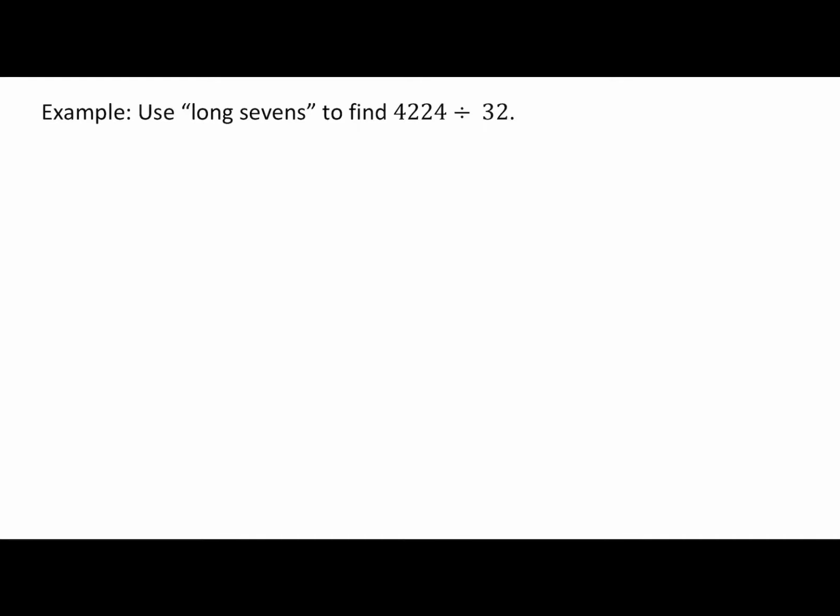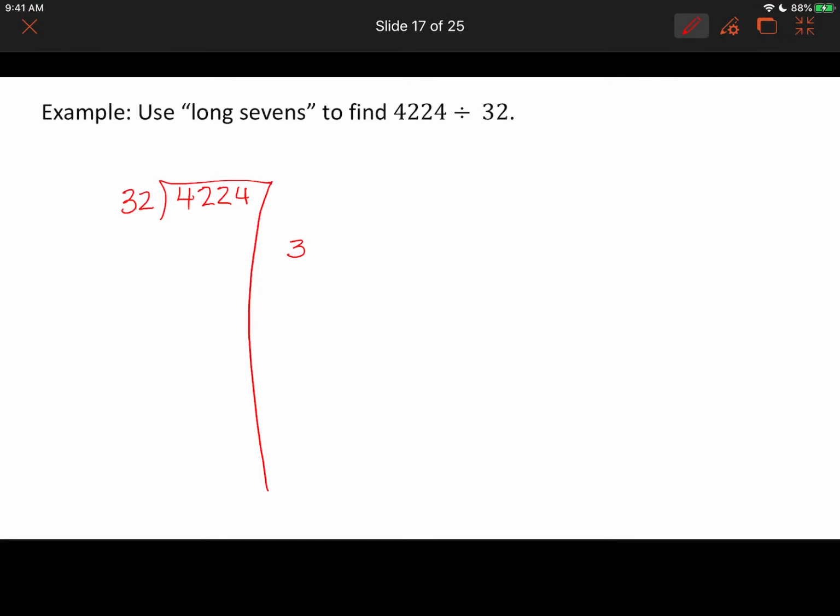All right, let's try it on our own. Let's use long sevens to find 4,224 divided by 32. All right, well, I can do 32 times 100. So maybe let's start with 100, and I'm going to write this as 100 times 32. That's going to give me 3,200. So let's subtract that. I have 1,024.